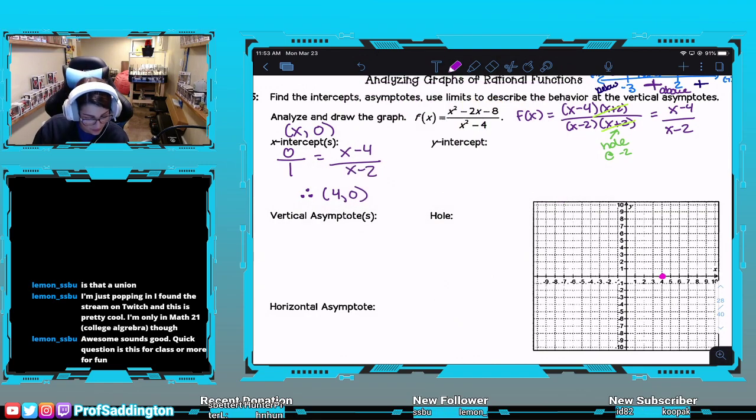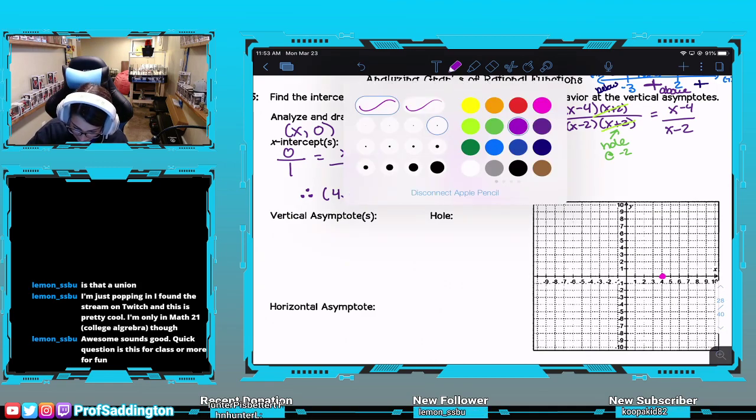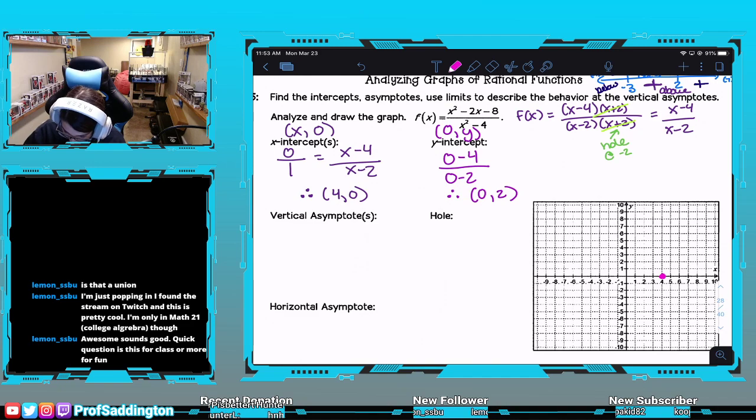And then y-intercept, remember that's like 0 comma some y value. So I'm going to substitute in 0 for my x's. So I have 0 minus 4 over 0 minus 2. When that settles, we're going to get the point 0, 2. Oh, that got spaced out weird. 0, 2. So we can plot that point as well so we don't forget about it.